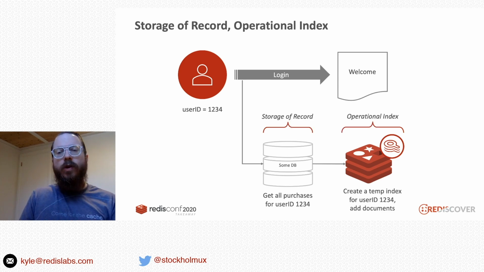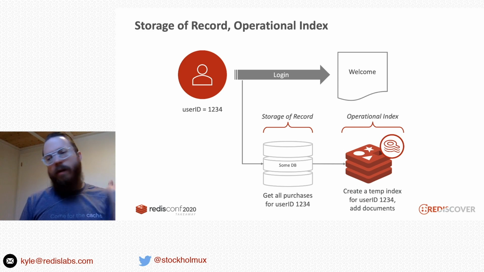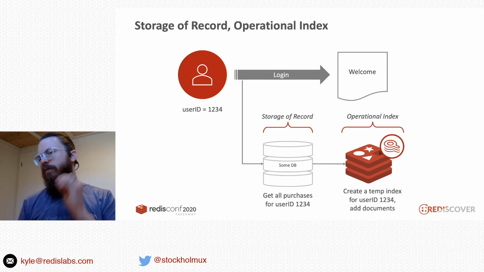So we have these two different storage engines, right? Storage of record, which is a persistent, durable database that doesn't really have to be performant because it's doing something very simple here. It is taking and dumping out all that user's purchases as an example. It's going to create a temporary index in Redisearch.